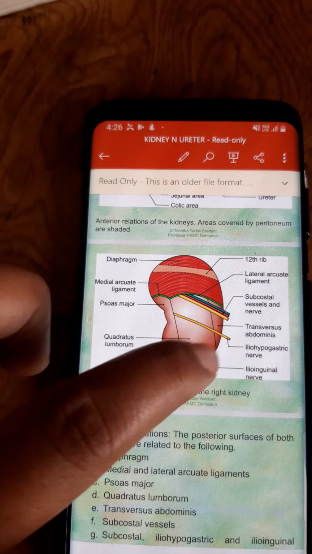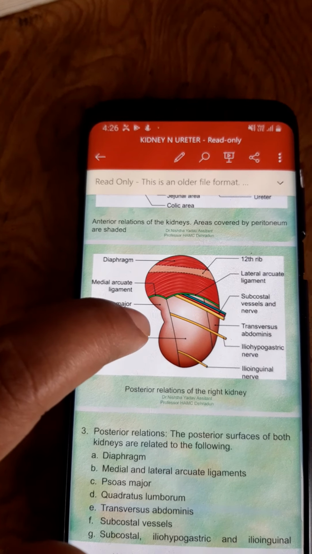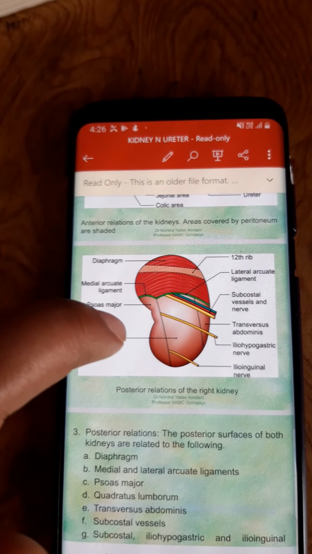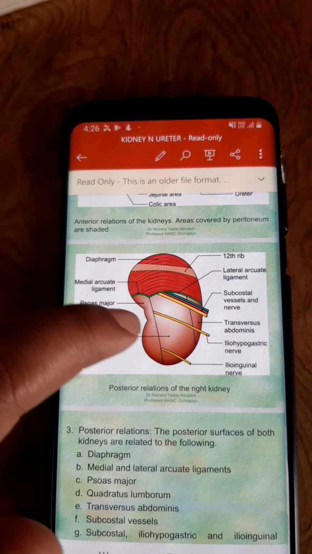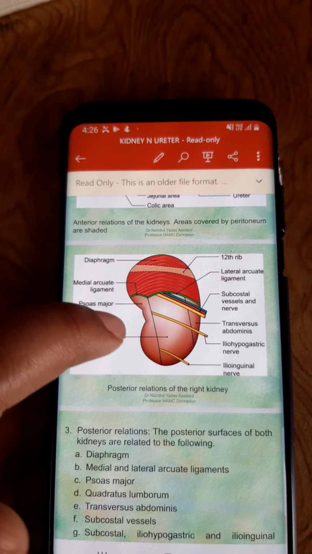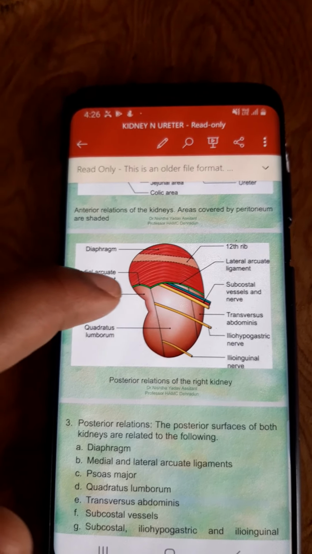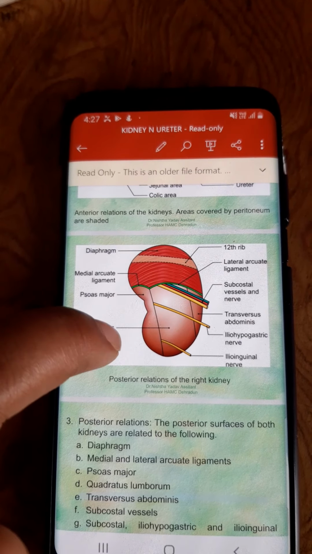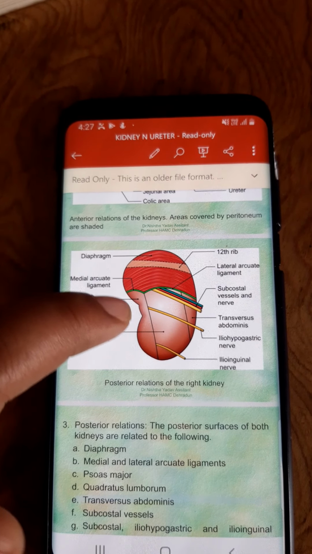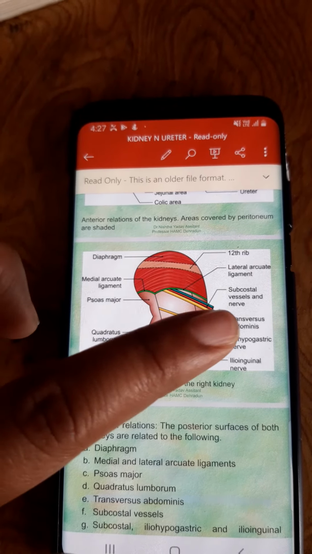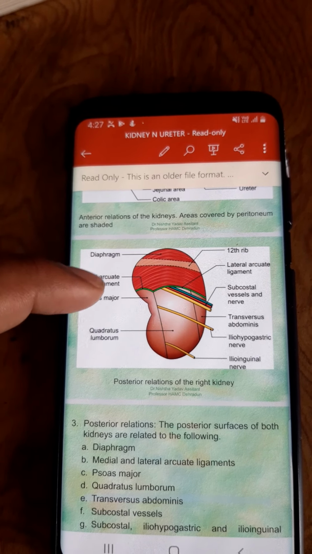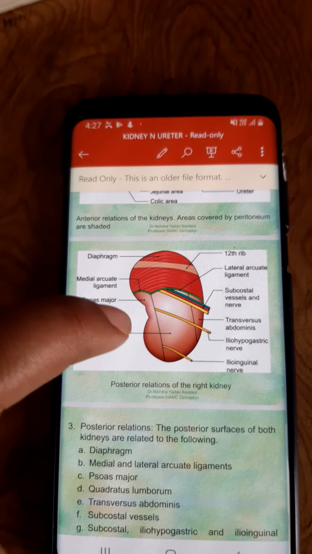Here would be the adherent fibrous capsule. Outside would be the perirenal fat, a layer of adipose tissue. Outside the perirenal fat is the renal fascia. The renal fascia is a dense fibrous tissue, and it anchors to the surrounding structures to keep the kidney retroperitoneal. It helps in anchoring the kidney to the related structures and keeps it retroperitoneal.